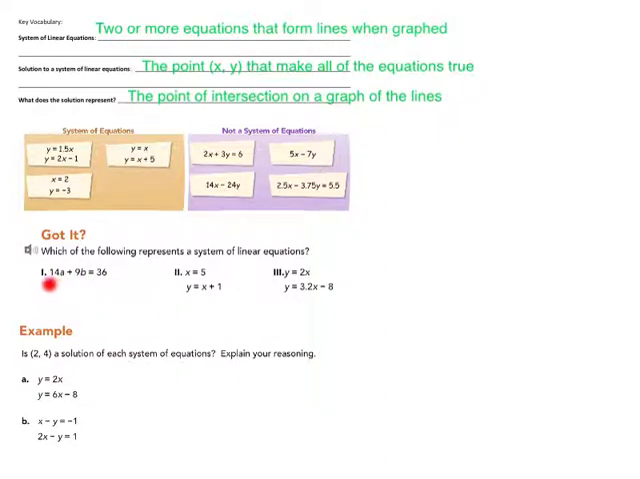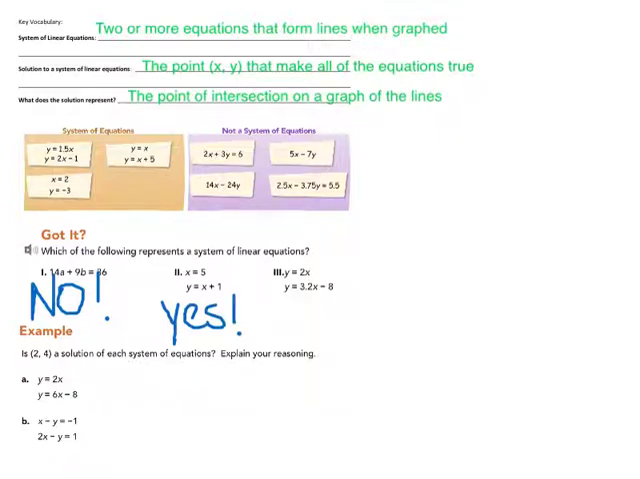In this example here, that is not a system of linear equations because, remember, we have to have 2. Here we only have 1, so I'm going to put no for that one. For the second example, we have x equals 5. That's a vertical line, and y equals x plus 1. That is y equals mx plus b form. So this would be a system of linear equations. So I'm going to put yes for that one.